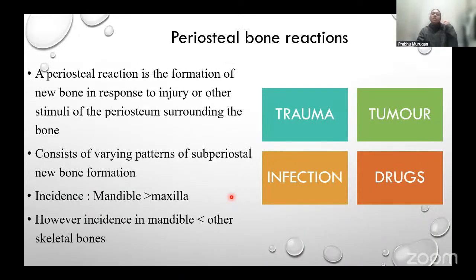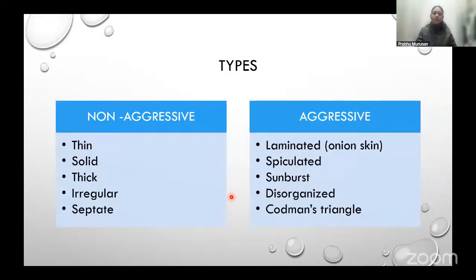So this periosteal bone reaction can take place because of four main reasons: any kind of trauma, tumors, infection, or drugs, and it is most commonly seen in the mandible than your maxilla. Okay, and it can either be non-aggressive or aggressive. The non-aggressive types are thin, tall, solid, thick, irregular, and septate. Aggressive can include your laminated, spiculated, sunburst, disorganized, and Codman's triangle.